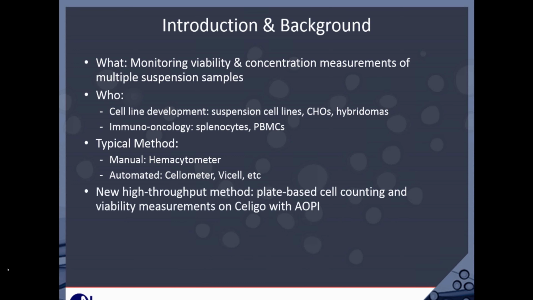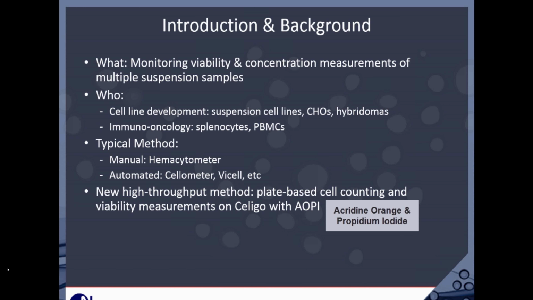But if you're looking to do something new at a higher throughput level, I want to show you how you can use the Celigo with a plate-based method using the solution provided by Nexcelom. It's called AOPI, which is technically acridine orange, which shows up green on your screen or your image, and propidium iodide, which labels dead cells. The science behind acridine orange and PI is really unique, and you'll see how they work together to provide you a viability stain on the Celigo.